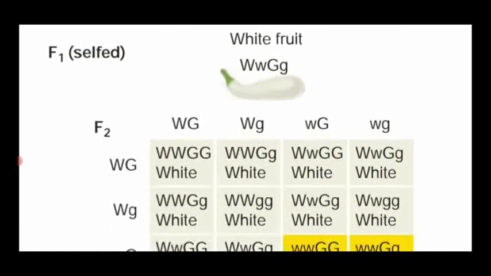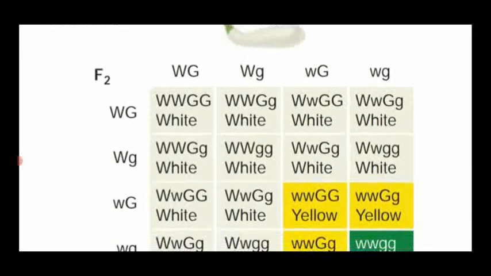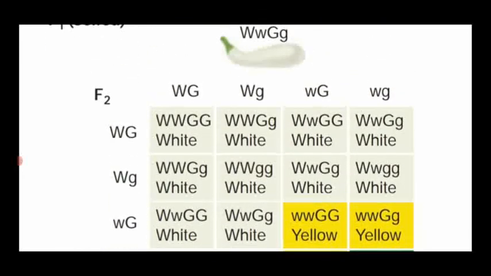This F1 generation is once again selfed. That means it is crossed with the same type of white color fruit with genotype capital W, small w, capital G, small g. So we'll get 16 gametes combinations in the F2 generation. So how can we identify the color of a fruit? That means the genotypic ratio capital WW, which is denoted as white.